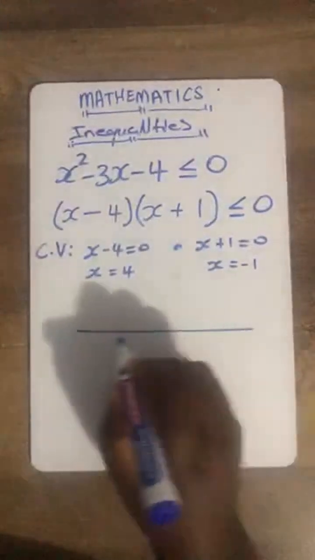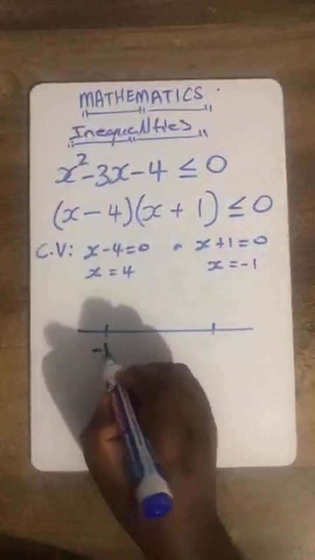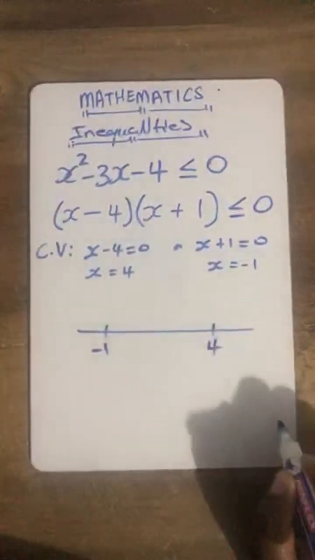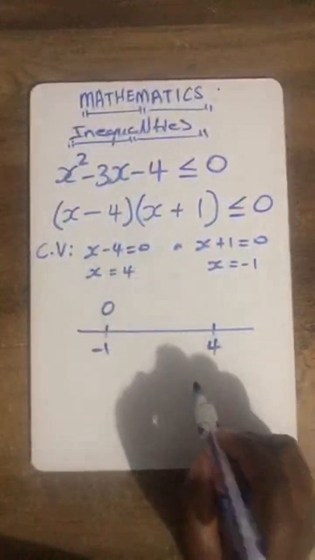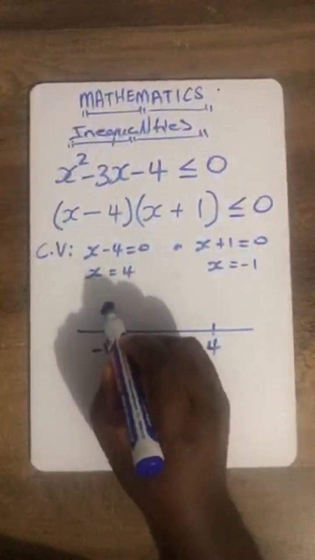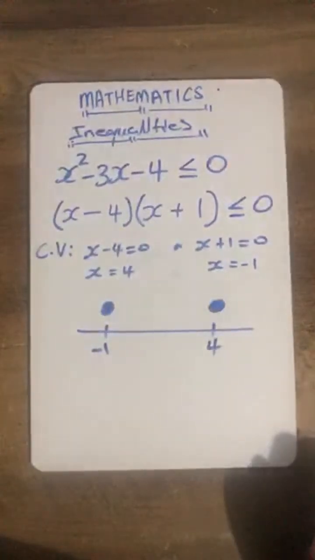Now you represent that on your number line, where you have your negative 1 and your 4 there. So is it the circles which are shaded? Yes, it's a circle which is shaded.